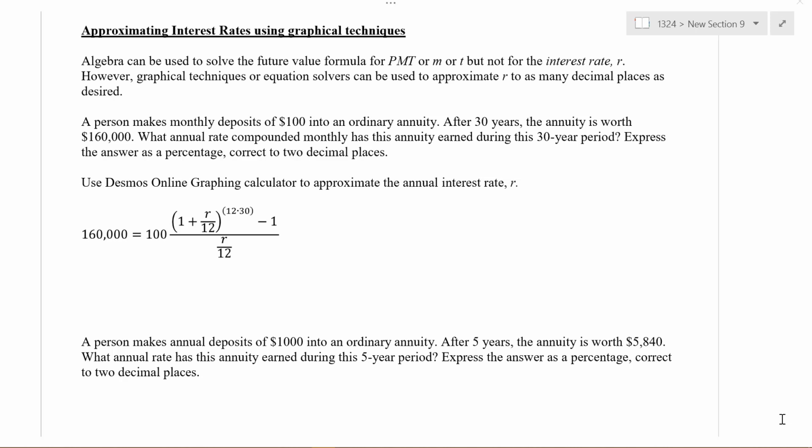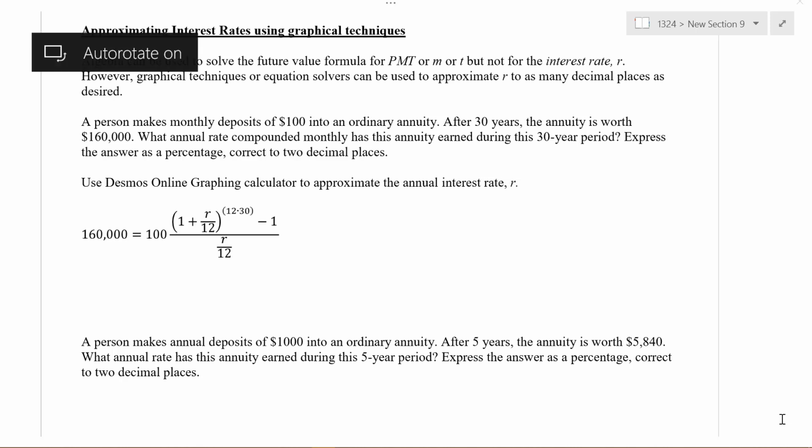So for example, let's say that we have a person that makes monthly deposits of $100 into an ordinary annuity. After 30 years, the annuity is worth $160,000. What was the annual interest rate that was compounded monthly during this 30-year period? We want to write our answer as a percentage corrected to decimal places. So we're going to use Desmos, the online graphing calculator, to actually approximate this interest rate.